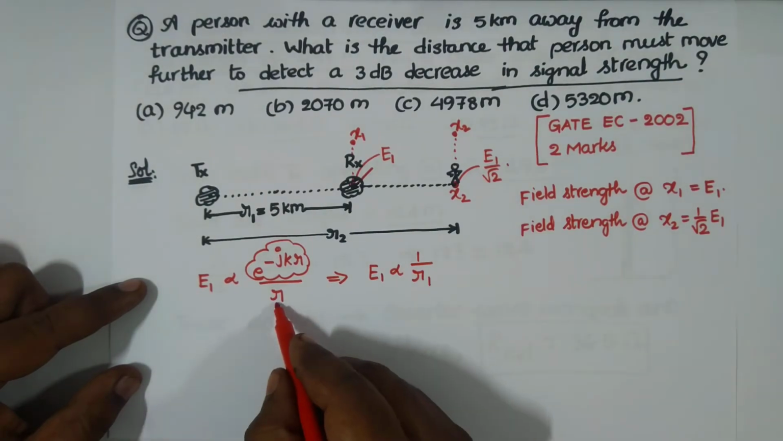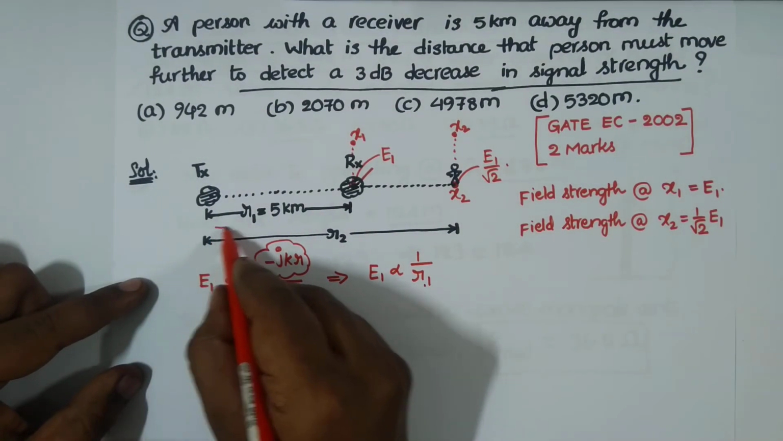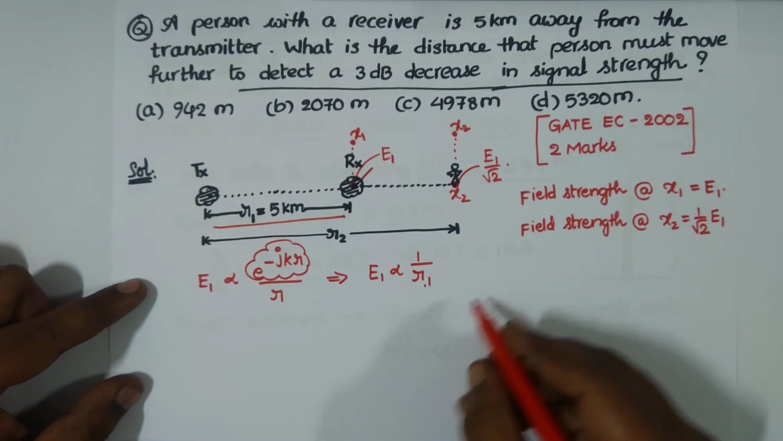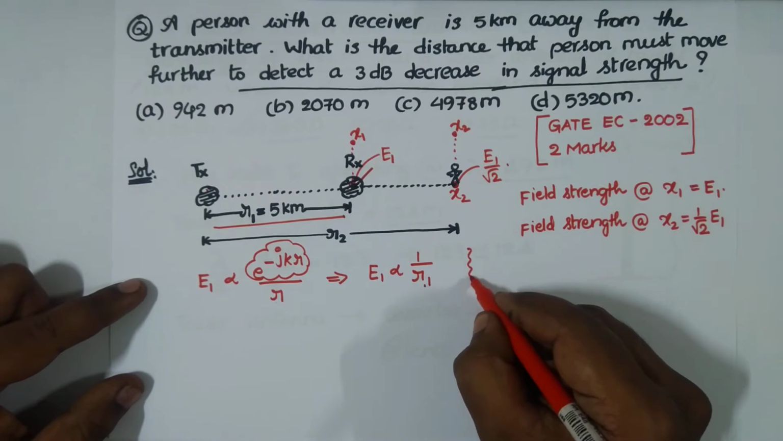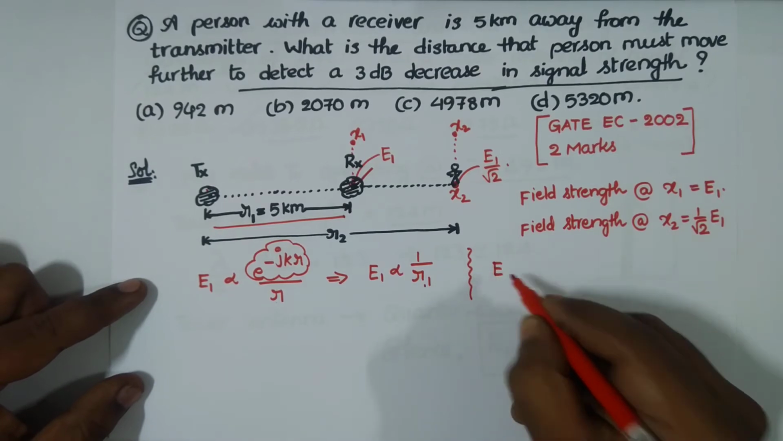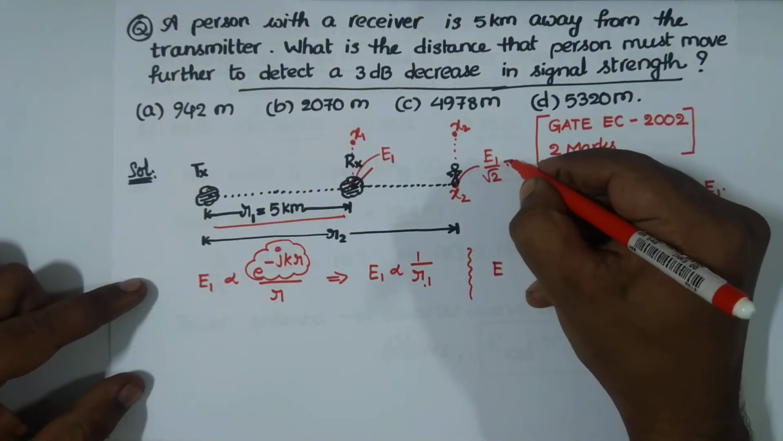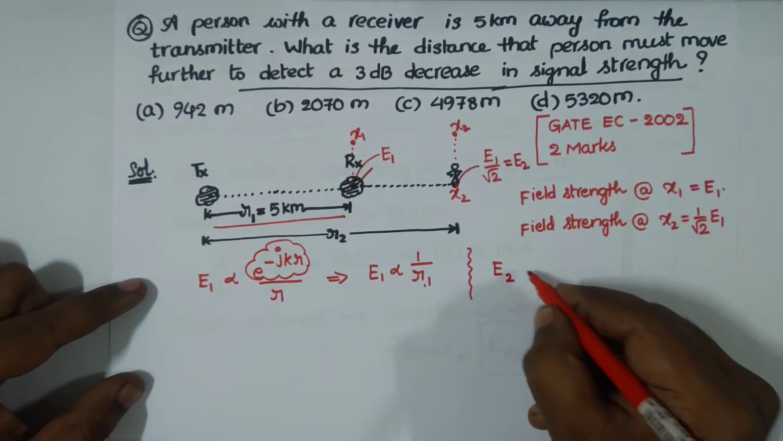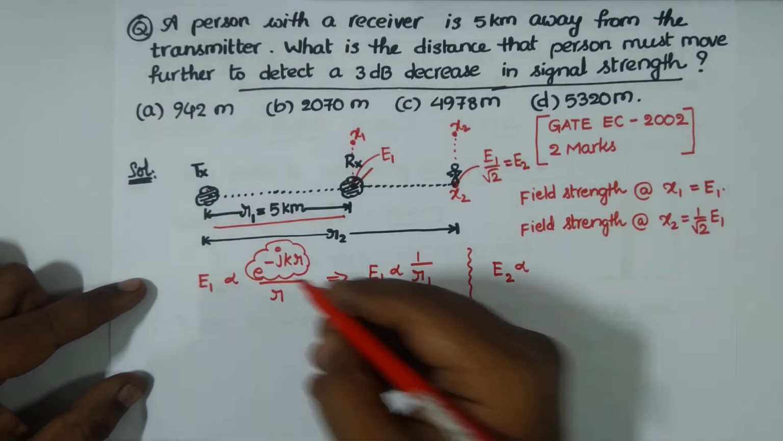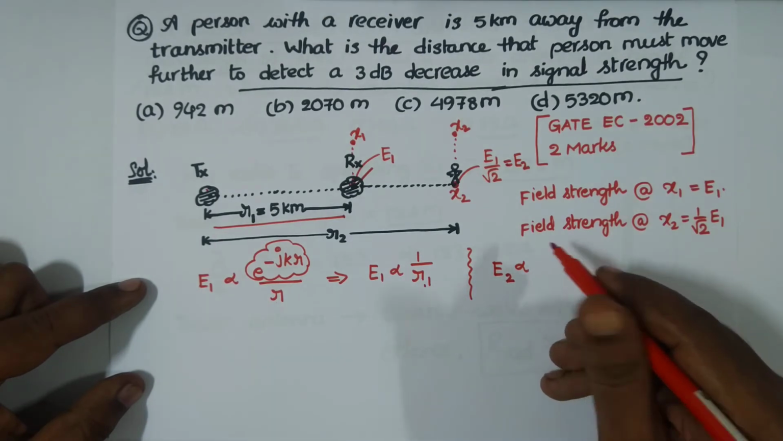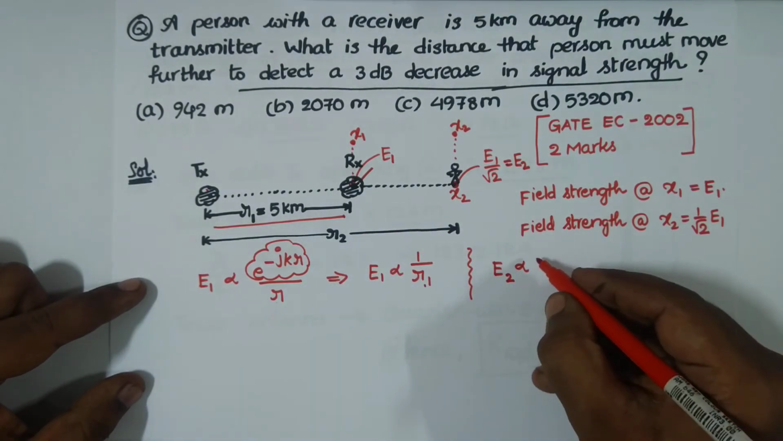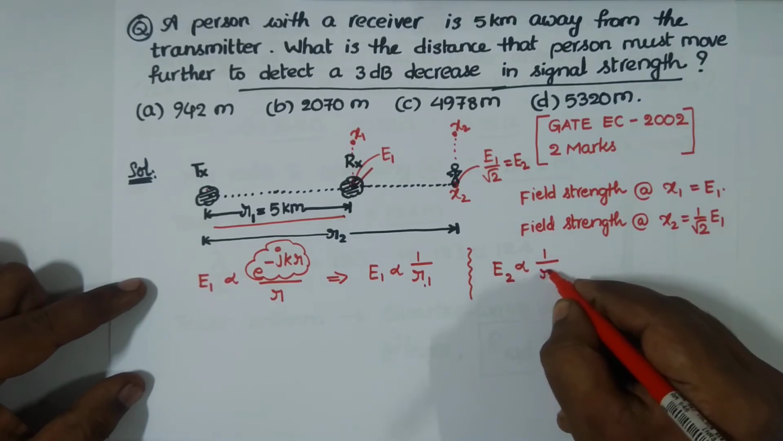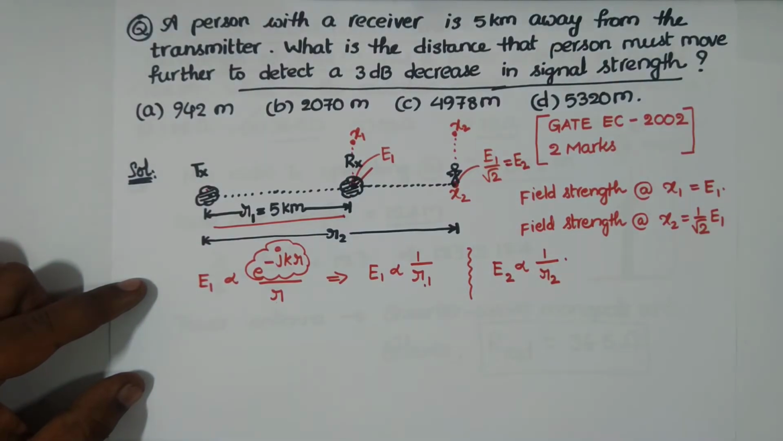This r is modified to this r1, because we have r1 as the distance from the transmitter antenna at point x1. Now similarly, E2 is E1 by root 2. This E2 is also proportional to e power minus jkr2 by r2. We don't require that e power minus jkr2, so this is also proportional to 1 over r2.